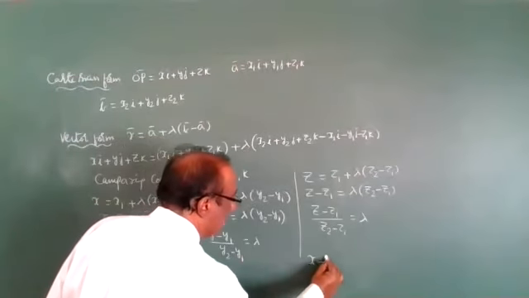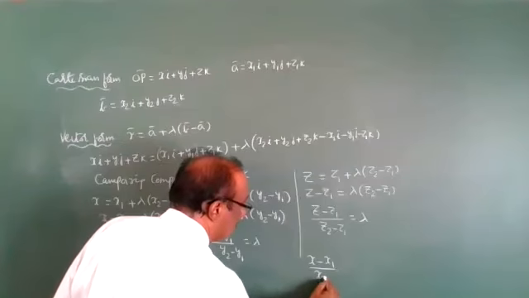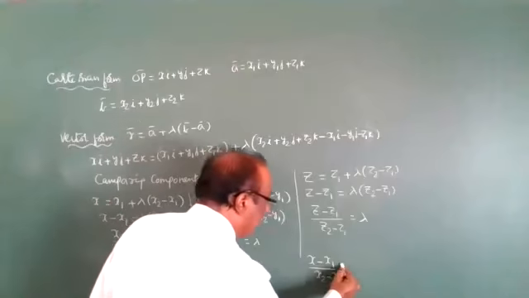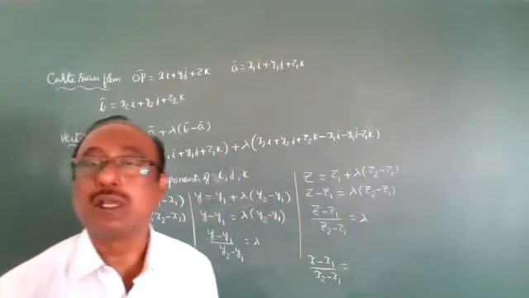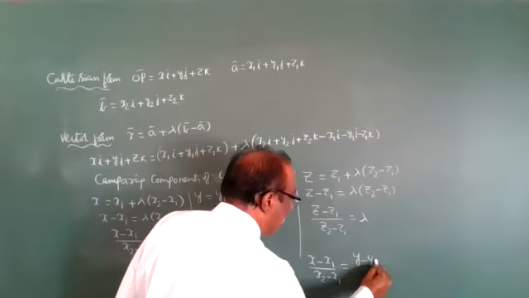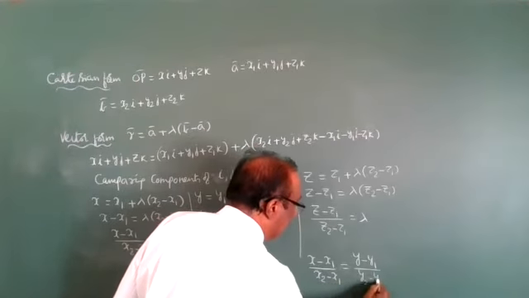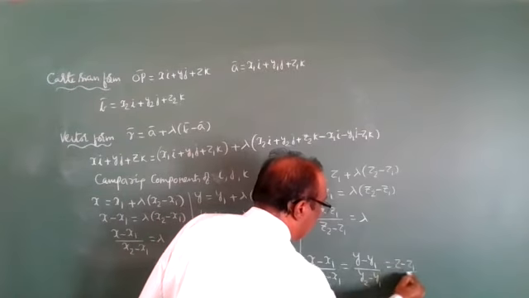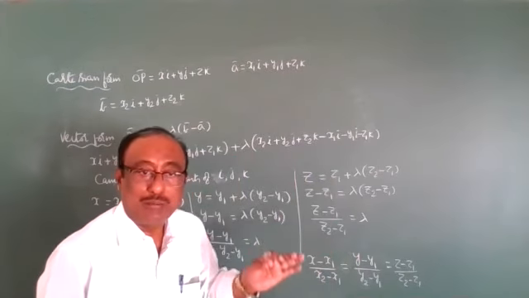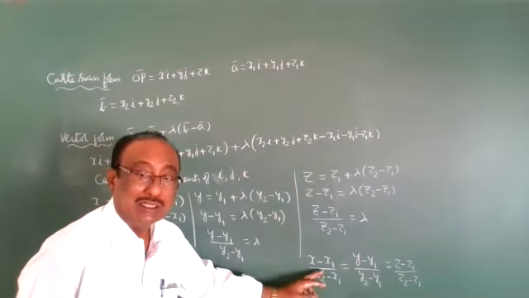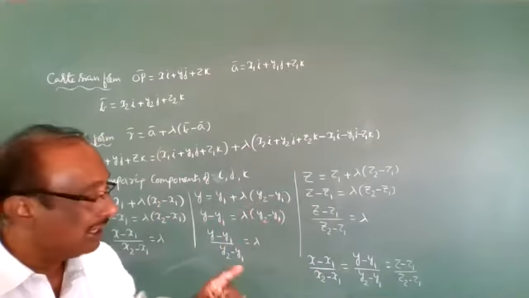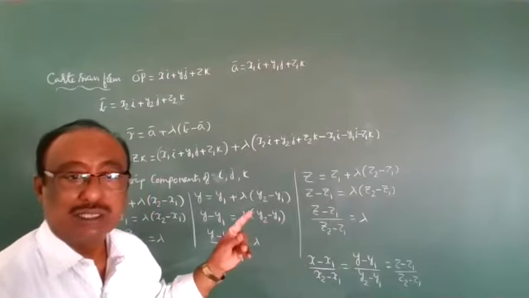Cartesian form is (x minus x1) by (x2 minus x1) is equal to, everyone write down, (y minus y1) by (y2 minus y1), (z minus z1) by (z2 minus z1). So always x1, y1, z1 is the passing through point. Denominator is always the DRs. The DRs formula, when two points are given, DRs is x2 minus x1. Always the denominators are the DRs.